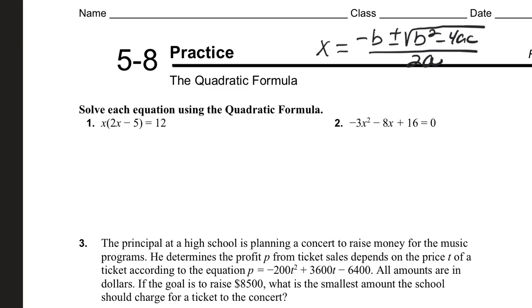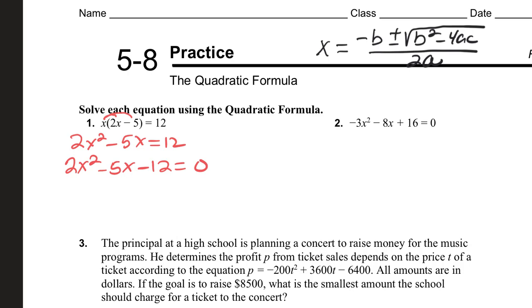We're solving equations using the quadratic formula. So what you have to do here first is multiply x times 2x and x times -5. So you have 2x squared minus 5x equals 12. Now we want to set it equal to 0. So you have 2x squared minus 5x minus 12 equals 0.